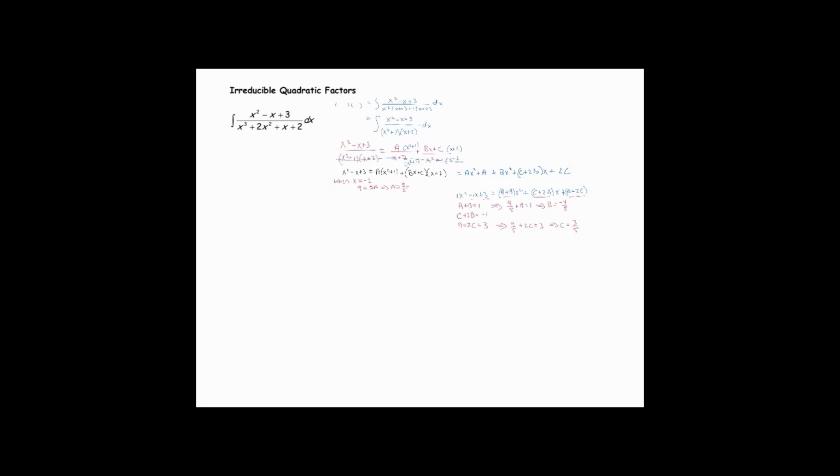Alright, so now what we can do is rewrite our integral. Our integral is now 9/5 divided by x plus 2, plus our bx plus c. Our b was negative 4/5 x, plus c, which was 3/5, divided by x squared plus 1.